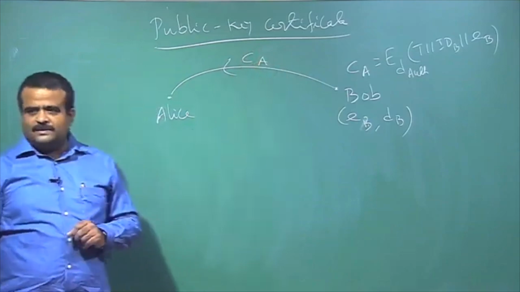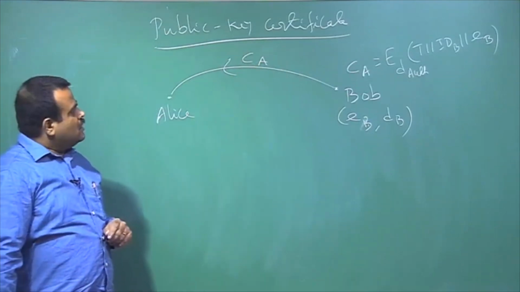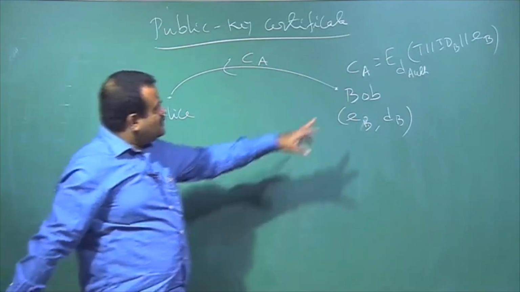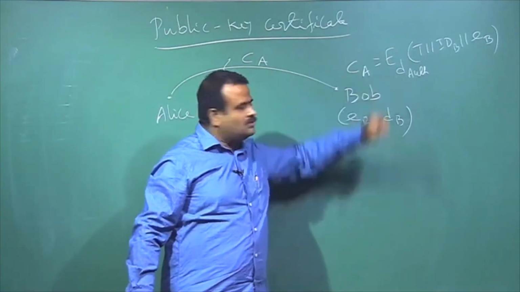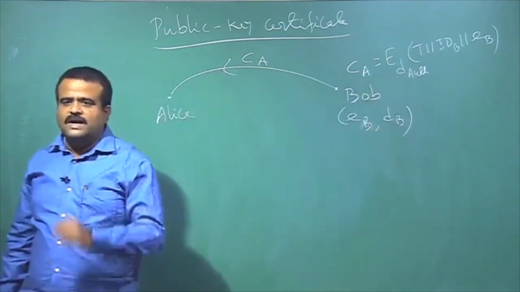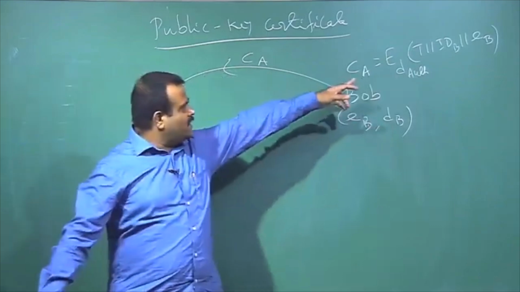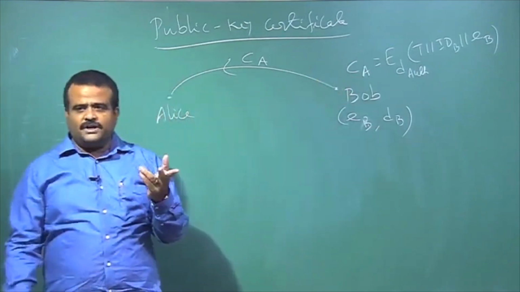What will Alice do? Alice has to verify whether this is Bob's certificate or not. This is signed by the authority, so Alice has to check this signature. For that, Alice needs to decrypt it using the authority's public key.